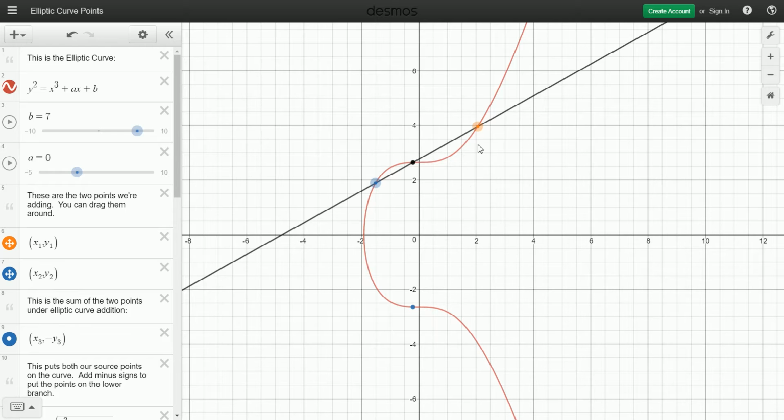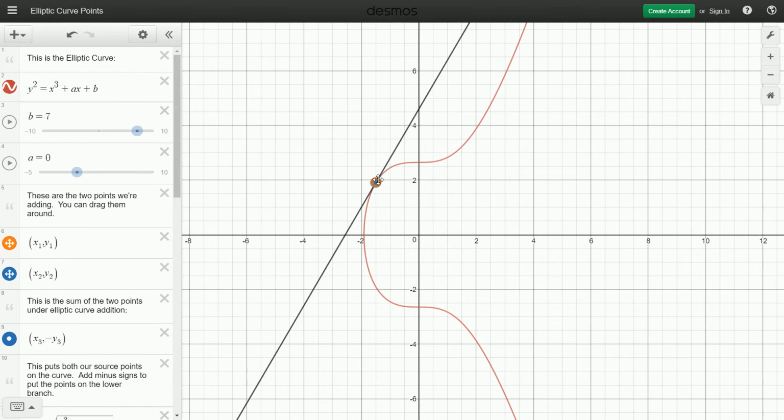Now, related to point addition is point doubling, where instead of adding a point to a point, you're adding a point to itself, which kind of doesn't make sense, because if you think about it, there really is no definition for a line that goes through one point on top of each other. I mean, an infinite number of lines can go through that, so that's not good enough to really define it.